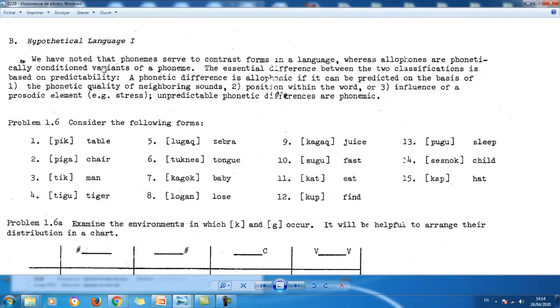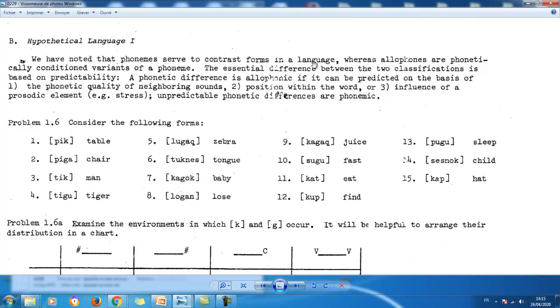Now we have noted that phonemes serve to contrast forms in a language. This is the main definition of the phoneme, if you still remember. The phoneme is the smallest contrastive unit. Now, allophones are phonetically conditioned variants of a phoneme. I think you understand what we mean by this sentence here.